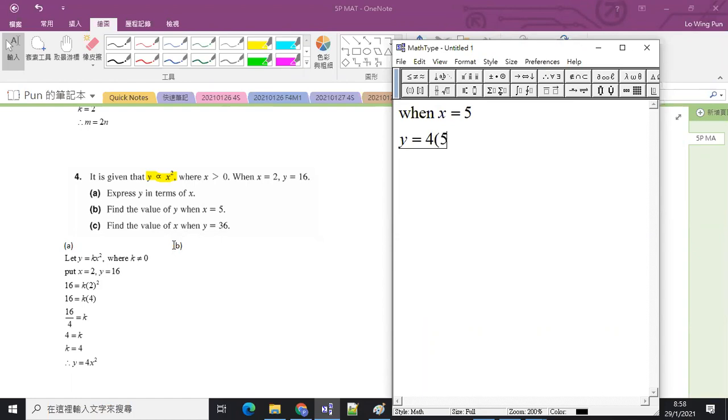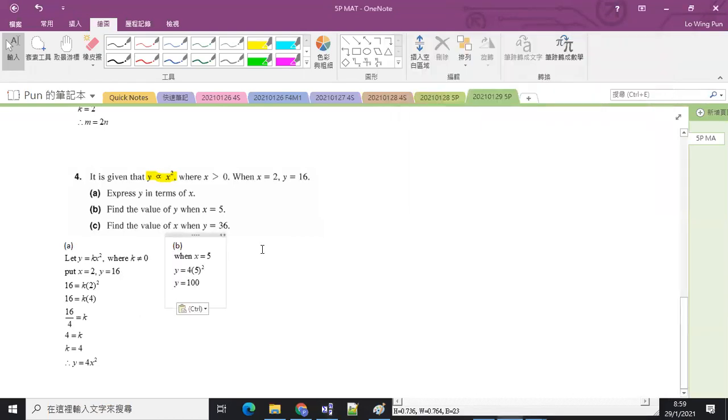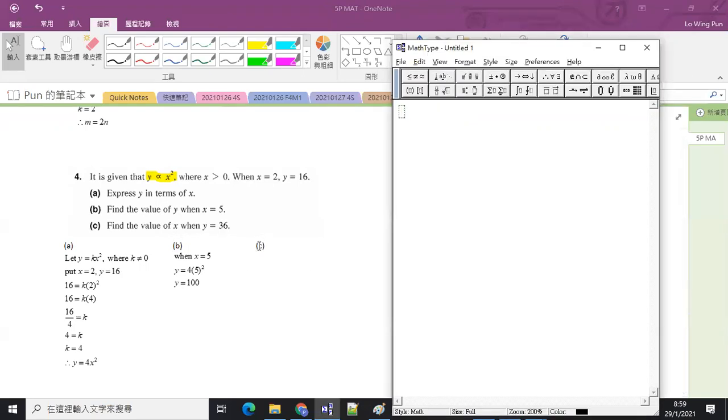y is calculated by 4 times 5 bracket square. The right-hand side is just a pure number, so you may use the calculator to help you. It should be equal to 100. That is the answer of part B. Part C. This time when y is equal to 36, then you just put it into our equation.